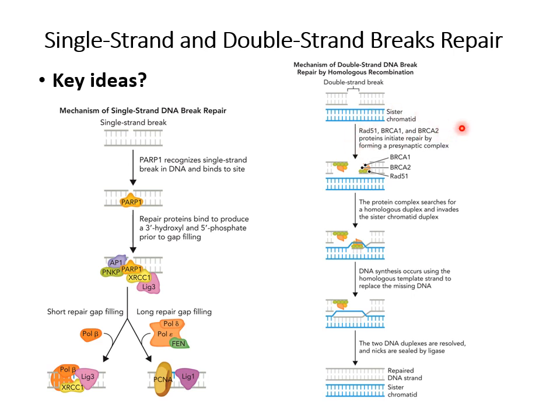They'll initiate the repair, they'll form a complex, and then ultimately you have them forming a homologous duplex, and you end up having DNA synthesis, which will use the homologous template strands to replace what's missing, and you end up with a repaired strand. And ultimately, DNA polymerase is going to replace any missing strand that you have during the process. Okay, but again, you don't need to know the crazy details. It's just to kind of show you some more possible repair mechanisms.